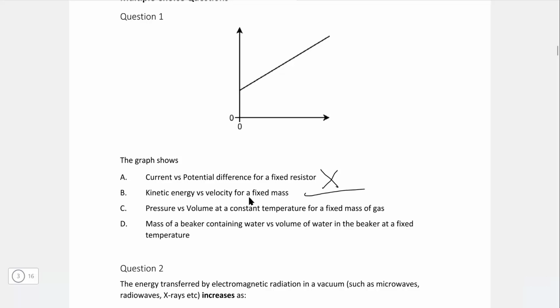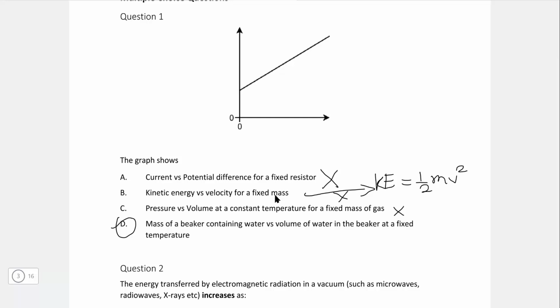Once again, for B, kinetic energy, let's call it KE, is equal to 1/2 mv squared. So if v here is 0, the kinetic energy will also be 0. Exactly the same with pressure and volume. If the pressure is 0, then the volume of the gas will be equal to 0. So it's not A, B, or C. The correct answer will have to be D.